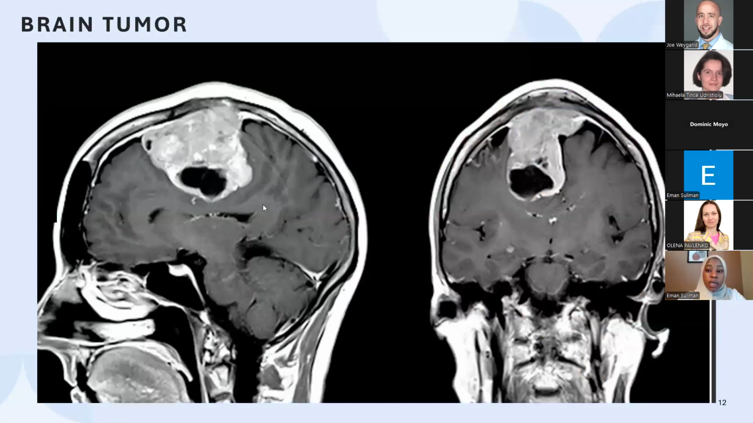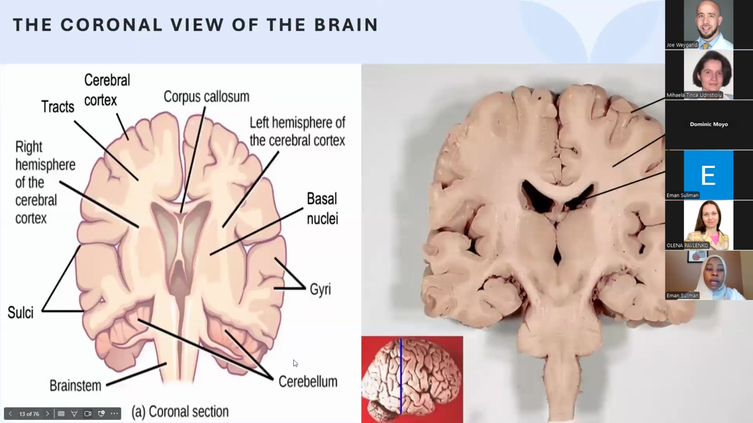As you can see here on the sagittal view, it's compressing the brain cortex and the structures. Here we can see the corpus callosum is compressed, and here on the coronal view as well. Okay, this is a coronal view of the brain.